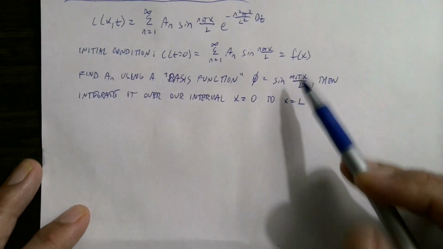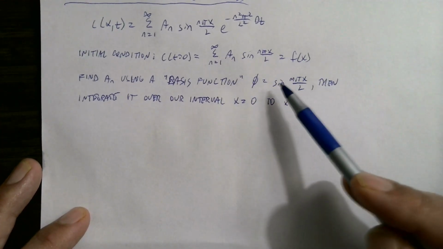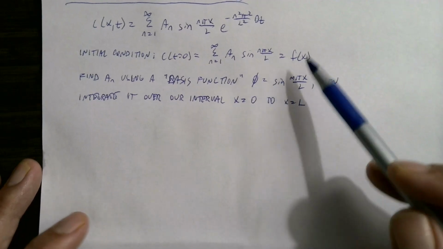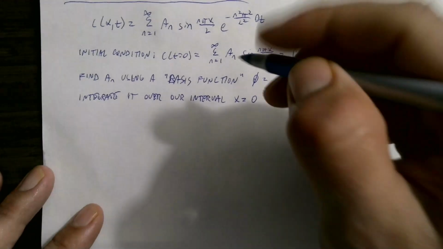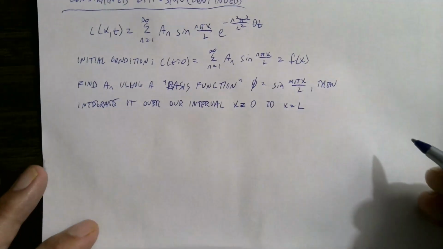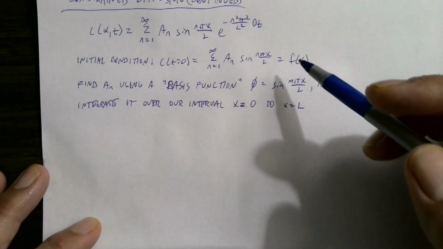Okay, so we're going to multiply both sides of this equation by that, and we're going to integrate it from 0 to L. And again, I can do whatever I want as long as I don't break any rules. And it turns out that this is going to help us figure out what a sub n needs to be.